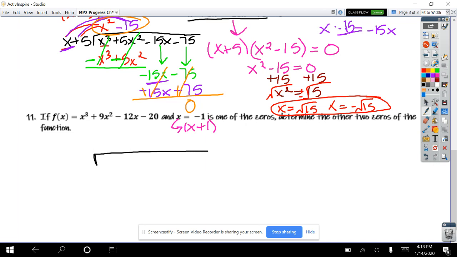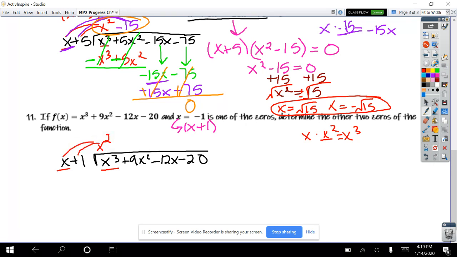We have x cubed plus 9x squared minus 12x minus 20, and we're dividing it by x plus 1. So first steps first, look at the first factors in each. I need to know x times what gives me x cubed. That's always x squared. You should kind of remember that by now. x times x squared gives you x cubed, so the x squared goes on top. And then we're multiplying. x times x squared gives you x cubed. And then 1 times x squared gives you 1x squared.